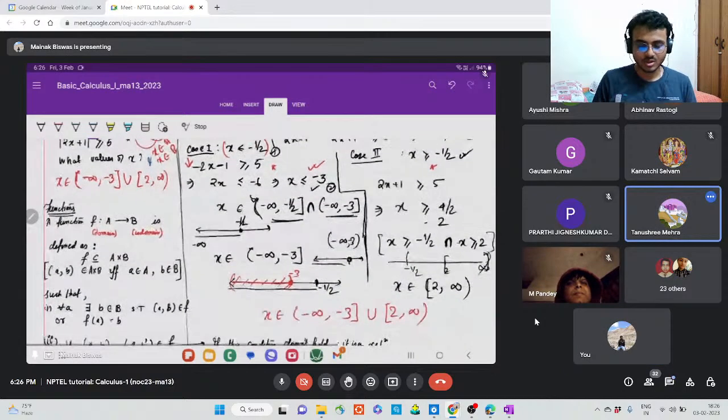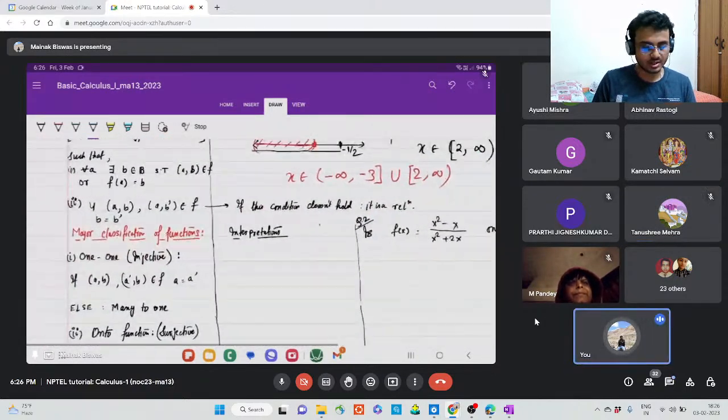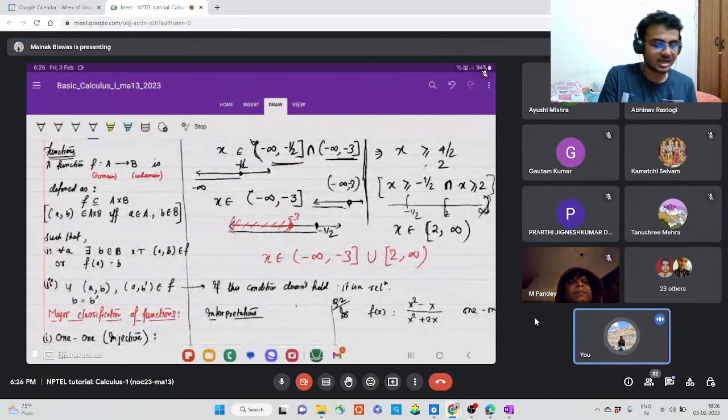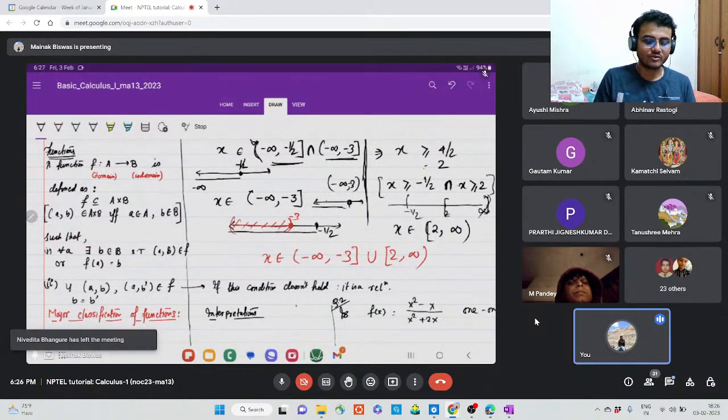Okay. So this was the solution. Now the function definition. I have given a formal set theory definition here. You can go about reading it, so it will be available. I've told that a function is a mapping from a domain to a codomain.